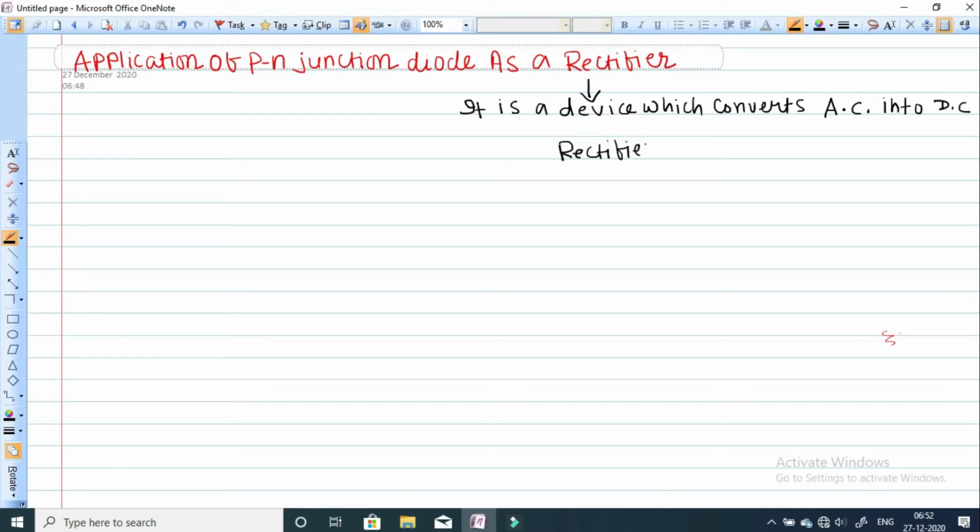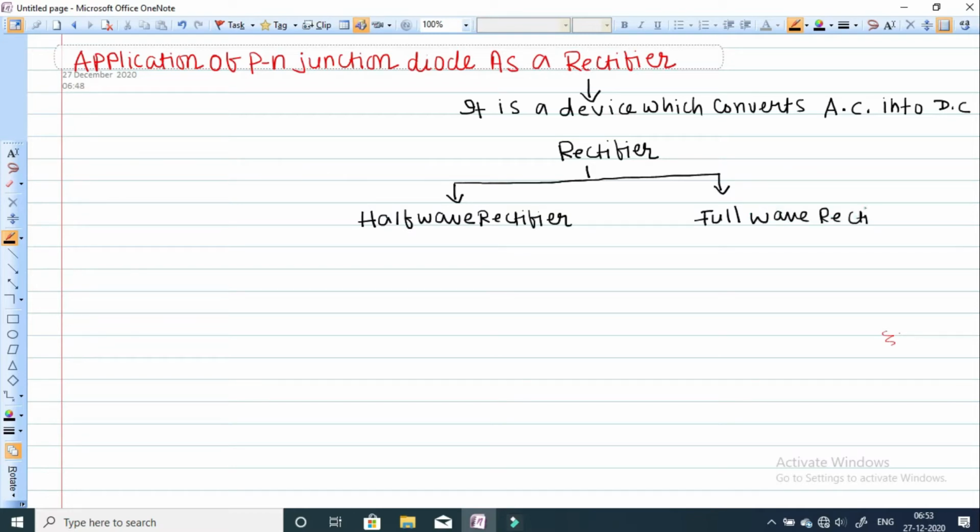The first is known as the half wave rectifier, and the second one is the full wave rectifier. One is the half wave rectifier, the other is the full wave rectifier. And from the name itself we can predict the nature of the working of the rectifier.